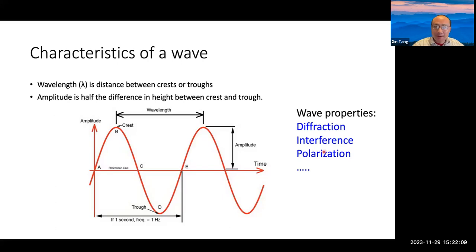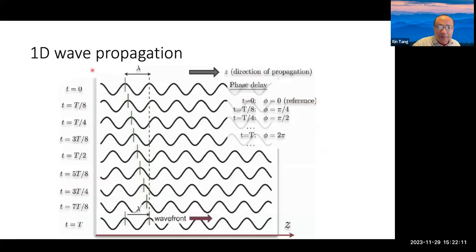Okay. Now, for the wave, if you look at the light as a wave, for the 1D wave, it has a spatial temporal distribution. So here the y-axis, the vertical axis, is the temporal distribution. At different times, how long a distance this wave propagates along the z direction. Now, at t equal to 0, this wave looks like this.